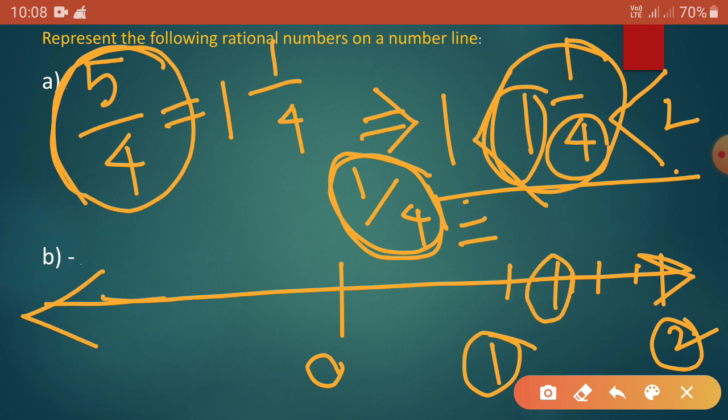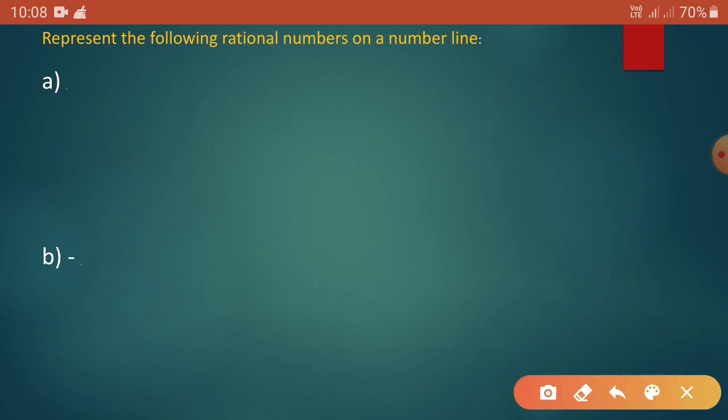That is this part. Okay, so this part denotes 1 by 4 or 5 by 4. Got it? Got the concept? Okay, now we are taking another example, that is we will be doing for the negative part also.